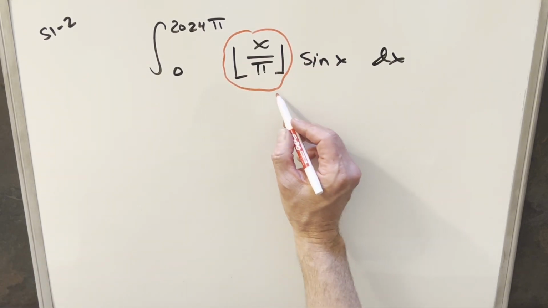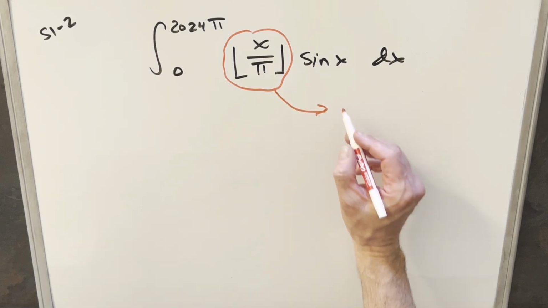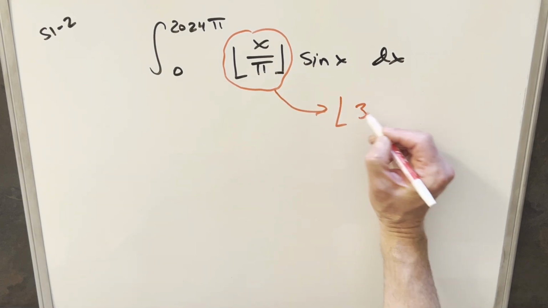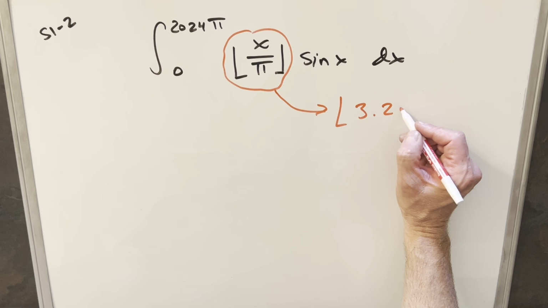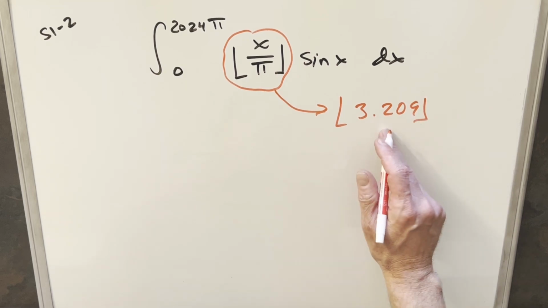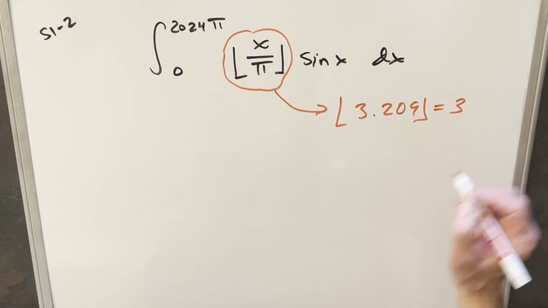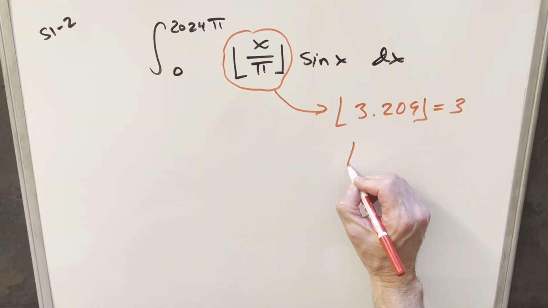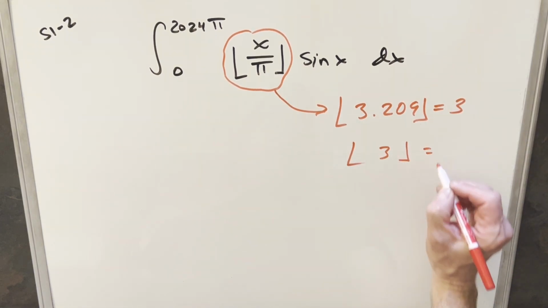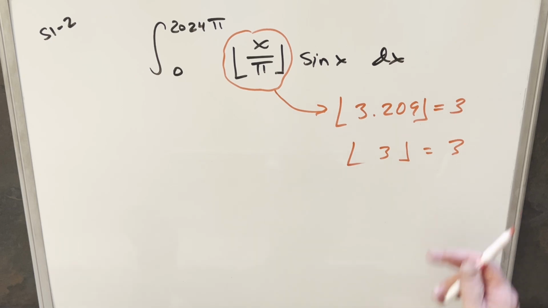Now, just a quick review on the floor function. If we have the floor of a non-integer value, like let's say 3.209, the floor is going to round us down to the next lowest integer. In this case, that's 3. And if you take the floor of a value that's already an integer, like 3, it's just going to stay at the same value, 3.